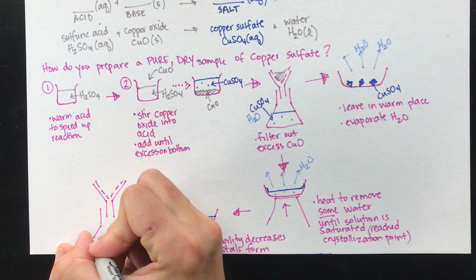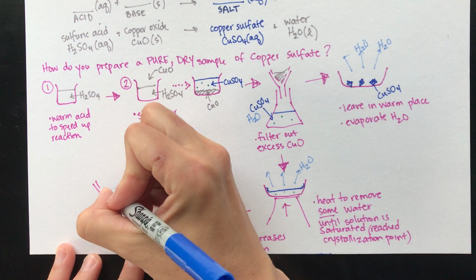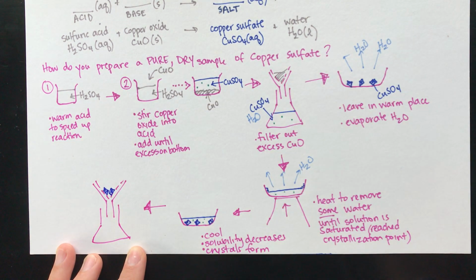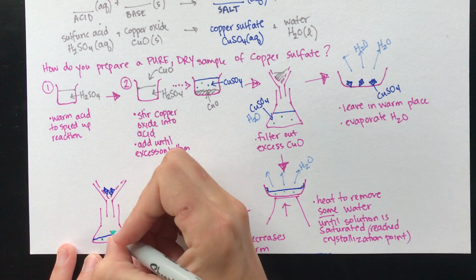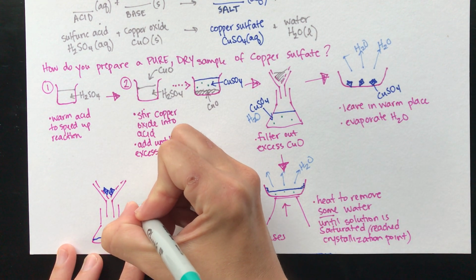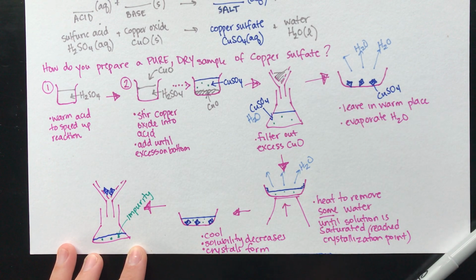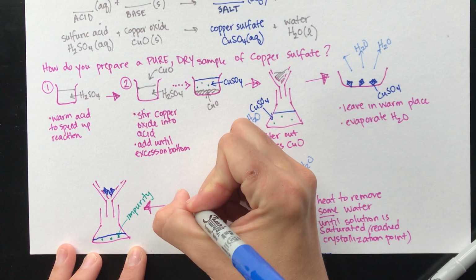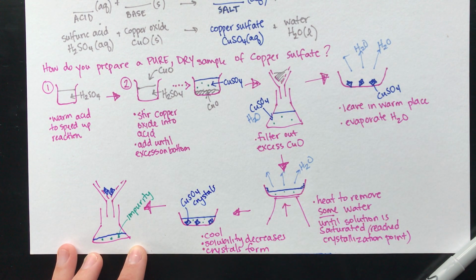So get your funnel and filter paper back out. The crystals will get trapped here. And that little bit of solution containing your impurities will come through. So these were our impurities. And you're left with copper sulfate. These might still be a bit damp, so you might want to dab them dry with paper towel, or you can again just leave them in a warm place to dry.